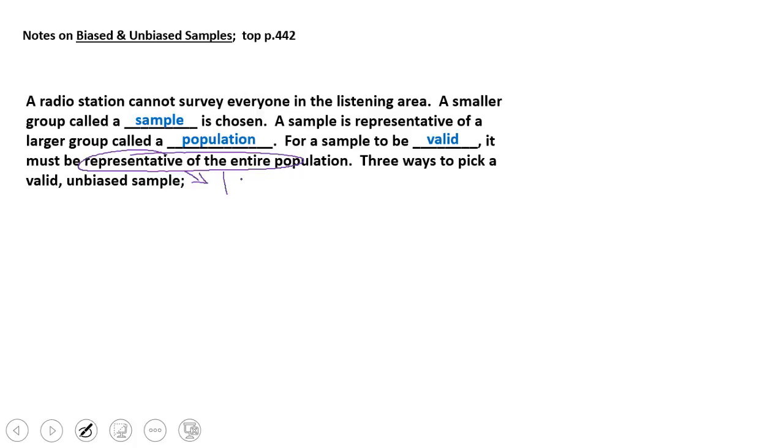The second thing, it has to be large enough to represent the population. And lastly, the third thing is the survey has to be at random. Everybody or every person that is chosen, or whoever or whatever is surveyed, has to be equally likely to be selected. So there are 3 types of unbiased samples that are representative, large enough, and at random.